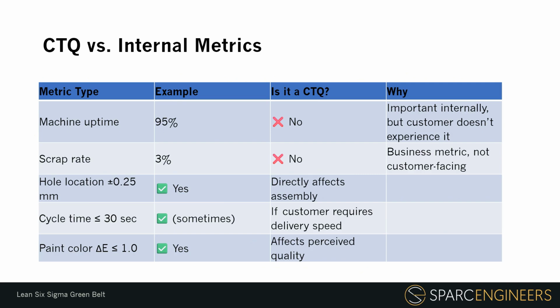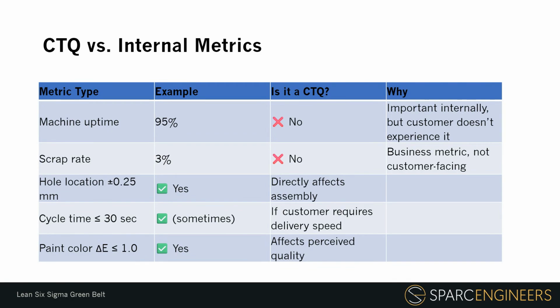If the customer requires delivery speed, responsiveness, or a defined lead time, then cycle time or delivery time may become critical to quality. Paint color variation less than or equal to delta E 1.0 is a CTQ because it affects perceived quality. The takeaway is that CTQs are defined by customer impact. We should not assume a metric is a CTQ just because we track it. We need to ask whether it connects directly to customer acceptance, fit, function, safety, reliability, appearance, or delivery.